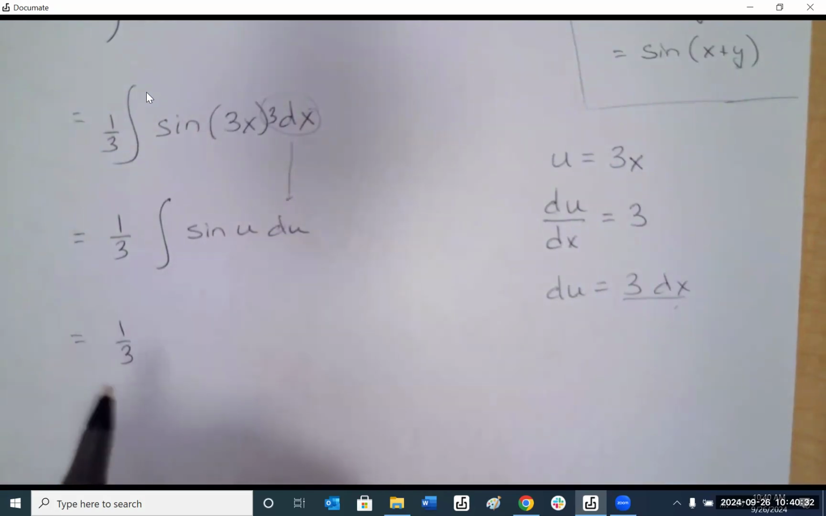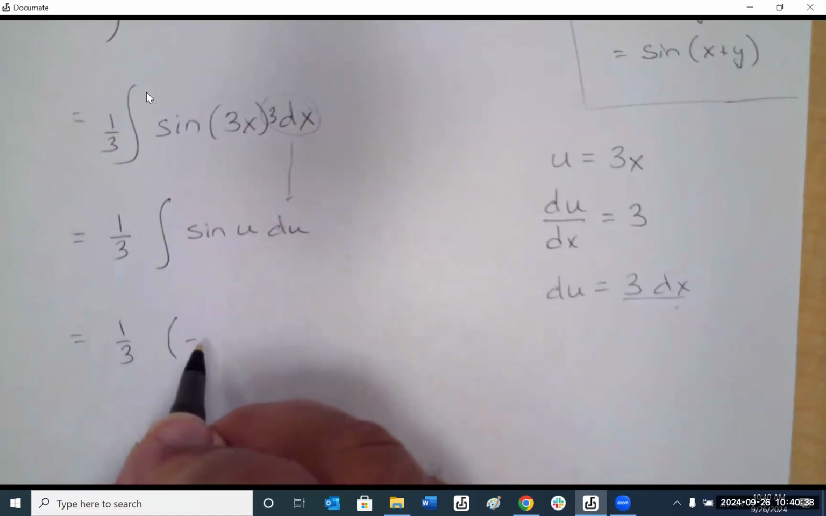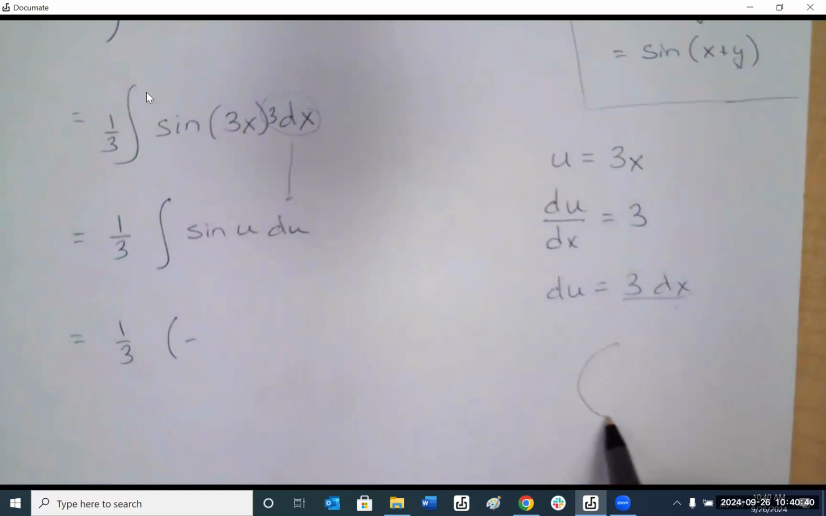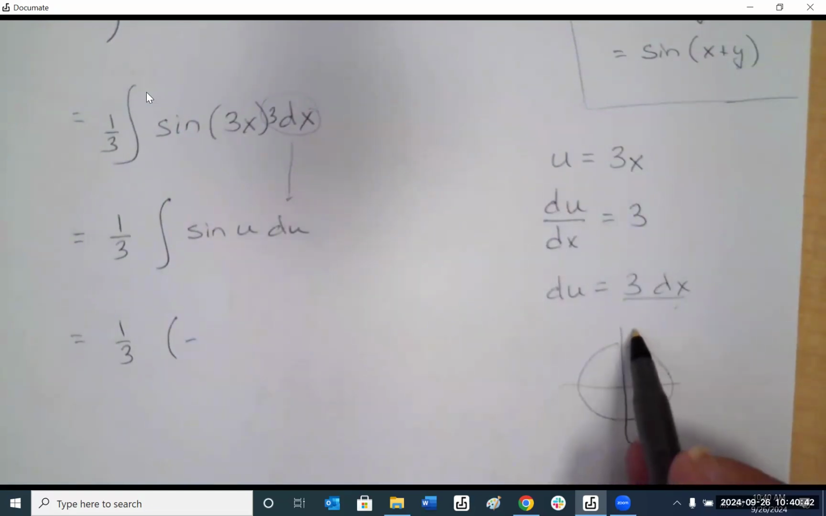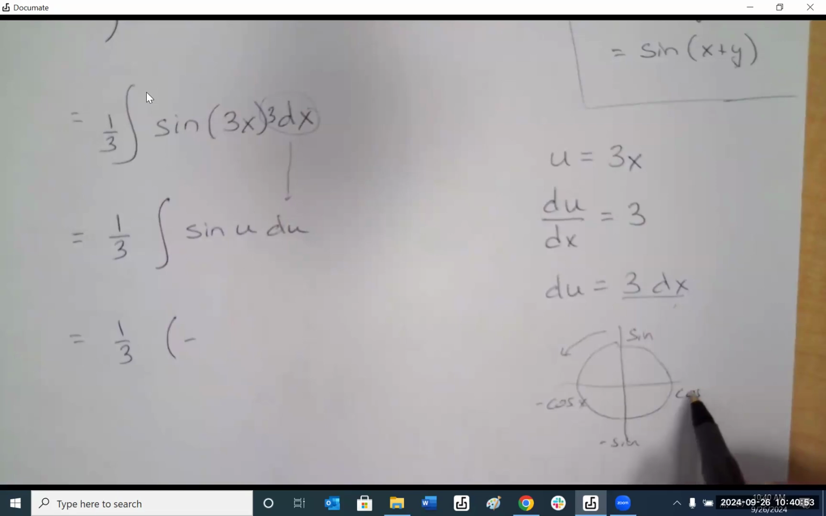What's the integral of sine? Negative cosine. Because remember the unit circle. Sine is up here. Integration goes this way. So it goes negative sine and cosine. So it goes this way. These are the integrals.